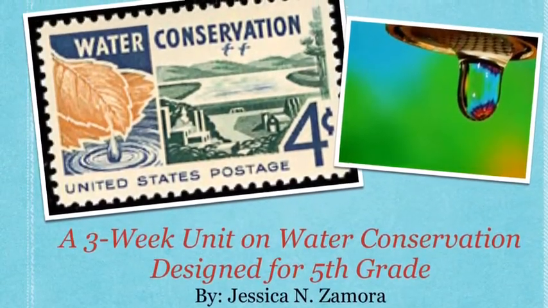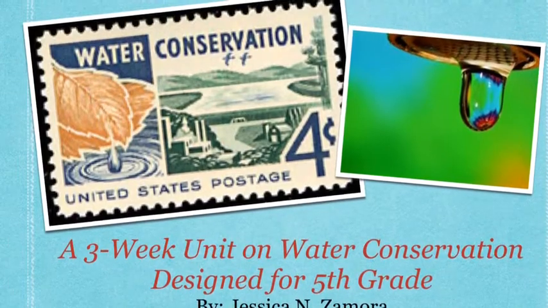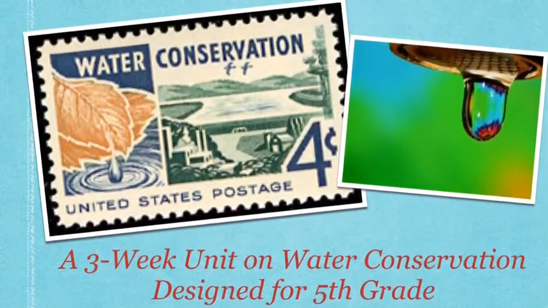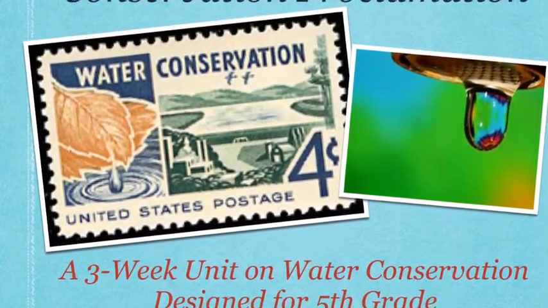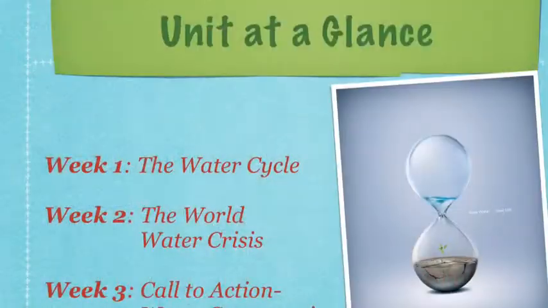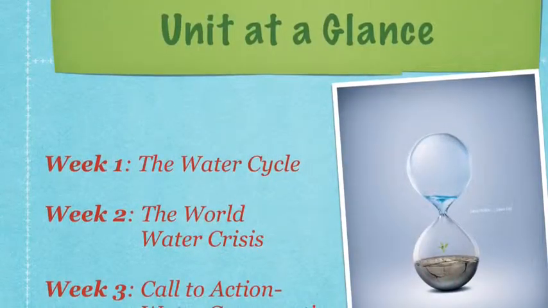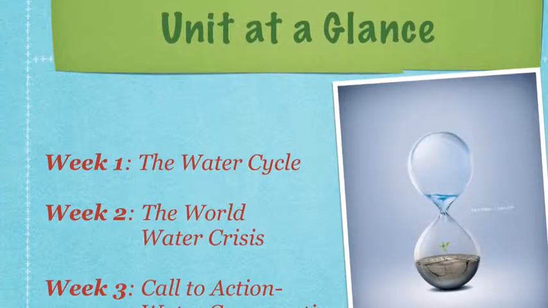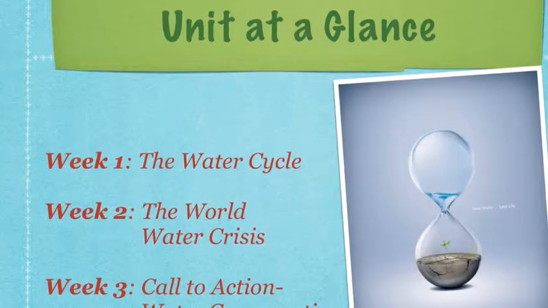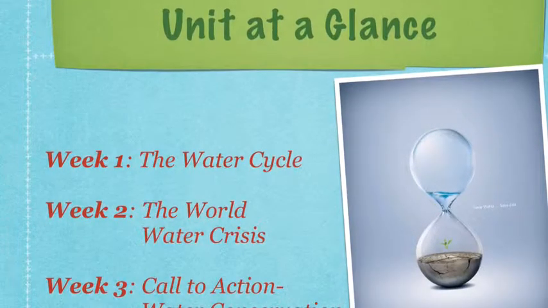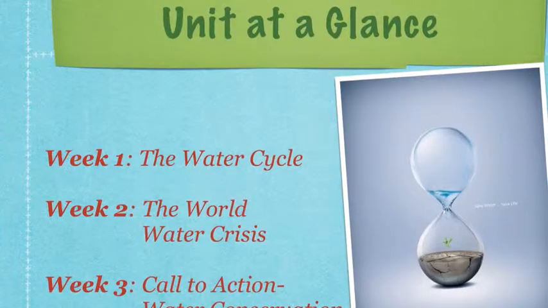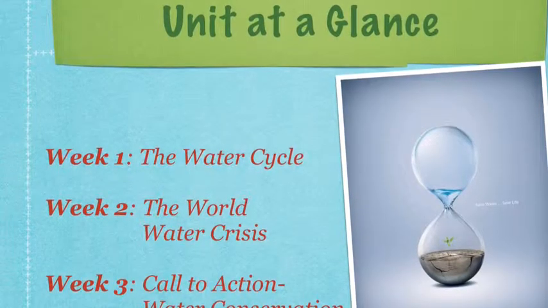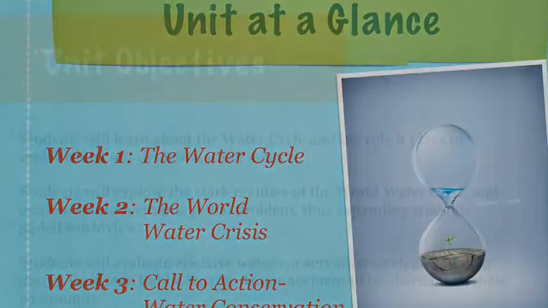Thanks for stopping by. I'll be walking you through the Conservation Proclamation, a unit plan designed for 5th grade students. Now let's begin. Here's the unit at a glance. Week 1 will cover all things water cycle. In Week 2, students will learn about the world water crisis. And finally, in Week 3, students will synthesize their learning and learn about creative ways to conserve water.